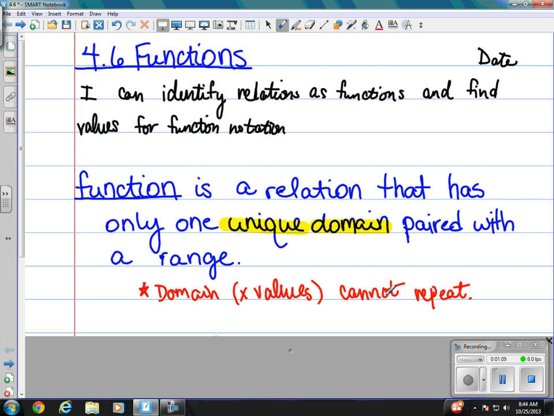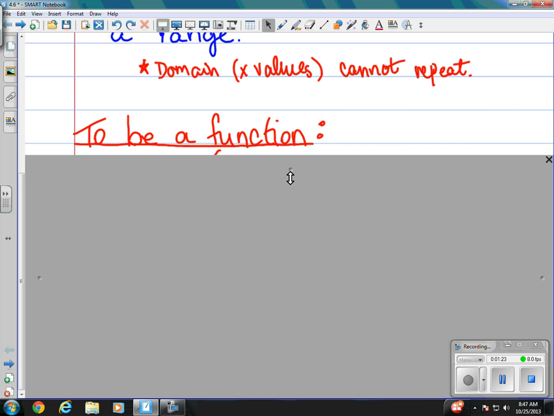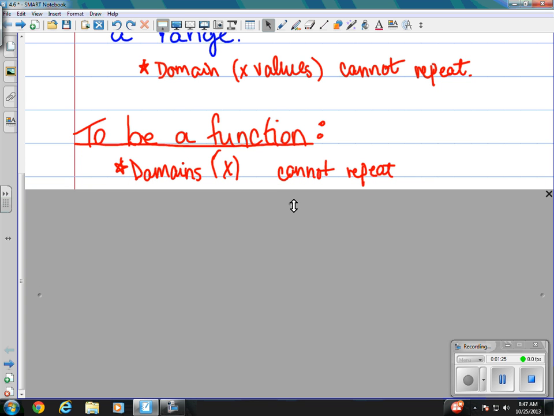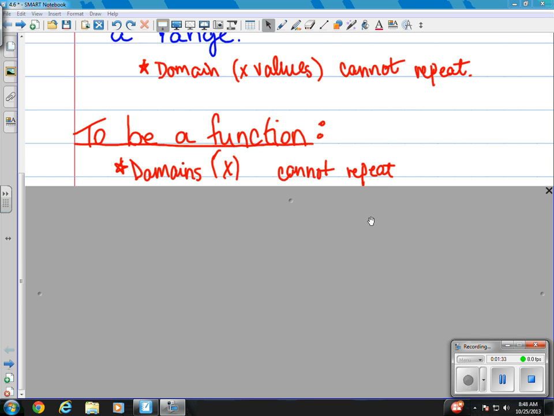Now the range doesn't matter. The range can do whatever it wants to. Functions care specifically about the domain. Okay, so now we're going to look at what it takes to be a function. For a relation to be a function, the domains cannot repeat. So we said that once before, but just to make sure we really got it, domains or x values cannot repeat.